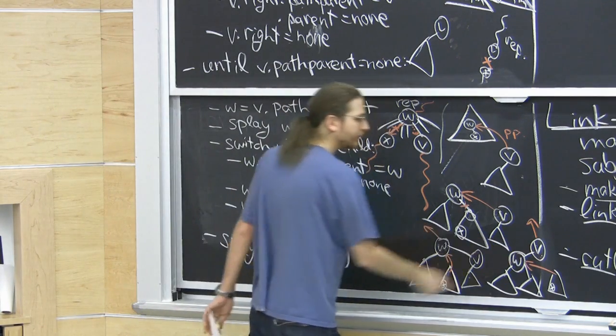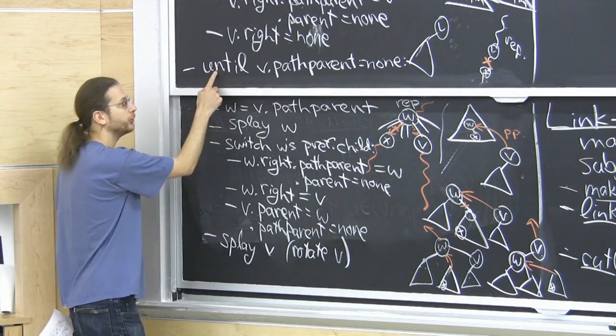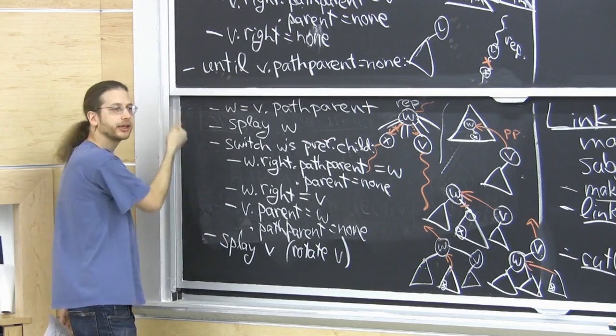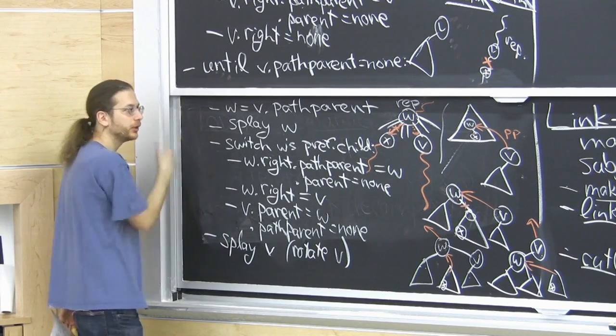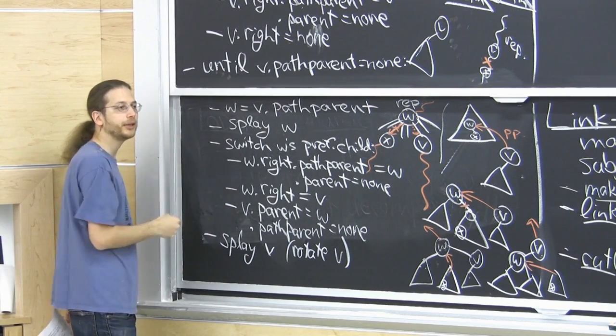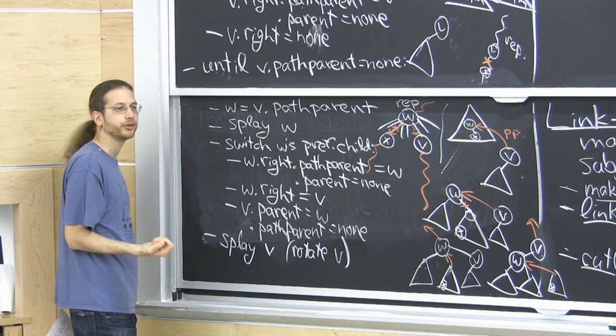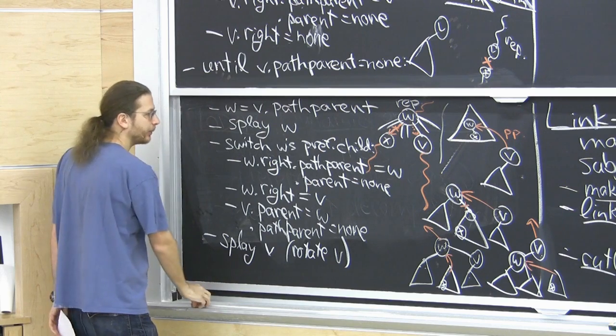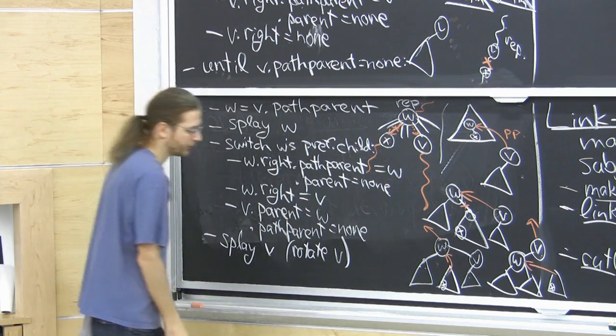So now v has some new path parent, and we do the loop. As long as there's something there, we're going to splay it, stick them together, repeat. The number of times we repeat is equal to the number of preferred child changes. So that's how we're going to analyze the thing. How many times does a preferred child have to change in this world?